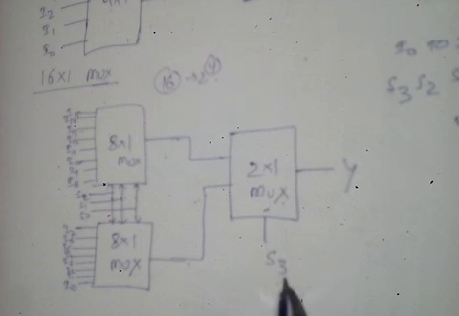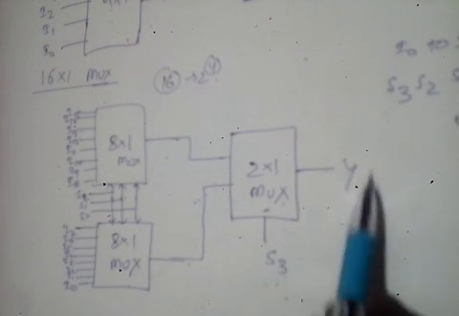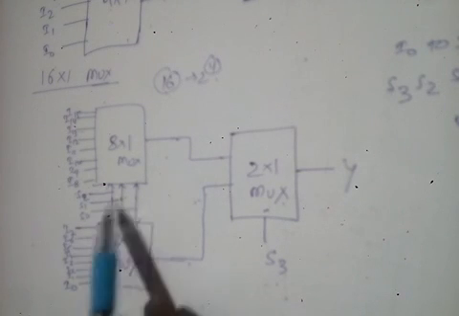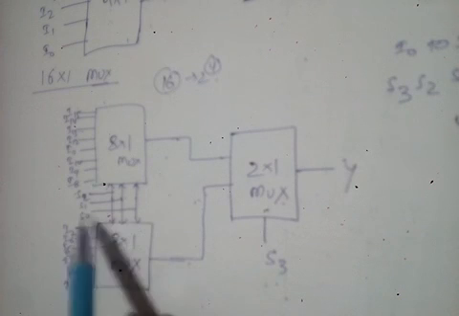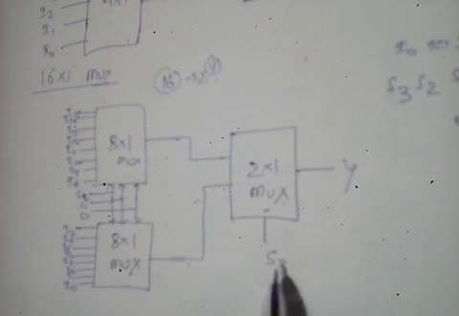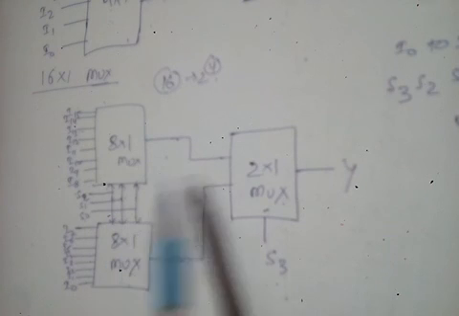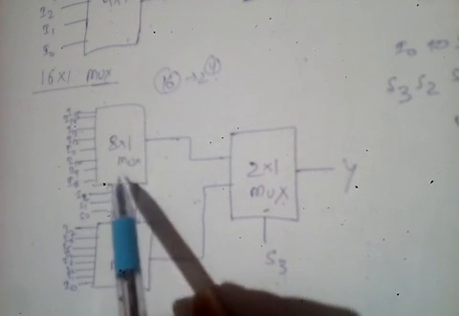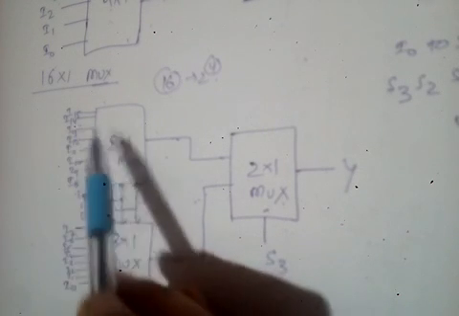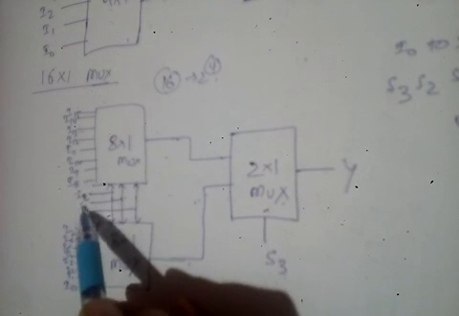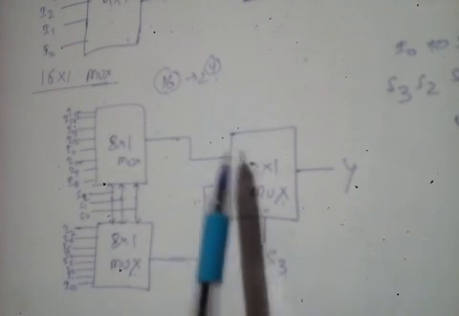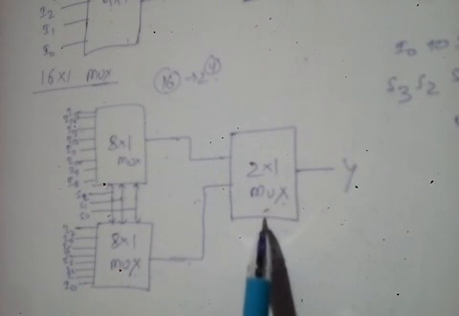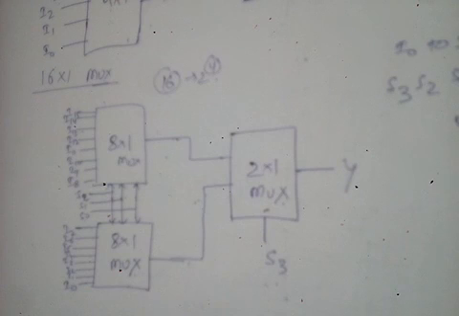So if S3 is 0, then the output of the 2 by 1 mux will be one of the inputs of the lower 8 by 1 mux, based on the combination of selection lines S0, S1 and S2. And if S3 is 1, then the output of the 2 by 1 mux will be one of the 8 inputs from I8 to I15, based on the value of selection lines S0, S1 and S2. Therefore the overall combination of two 8 by 1 mux and one 2 by 1 mux can be performed as 16 by 1 mux.